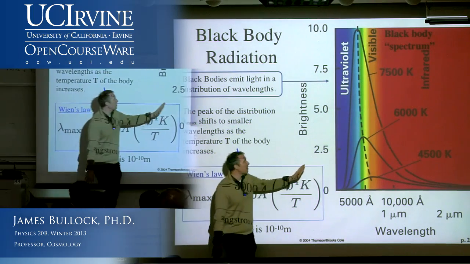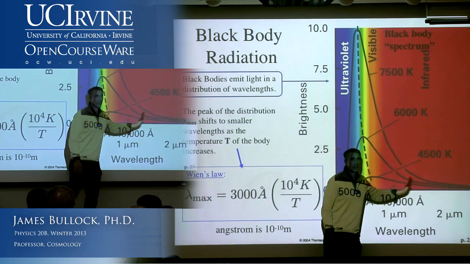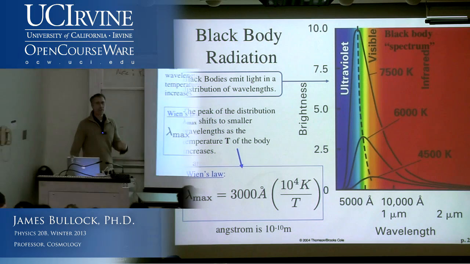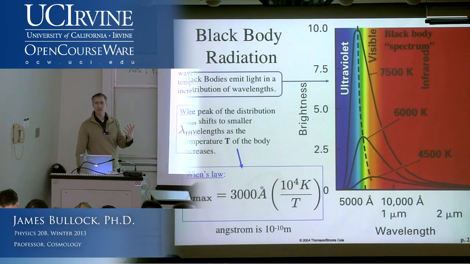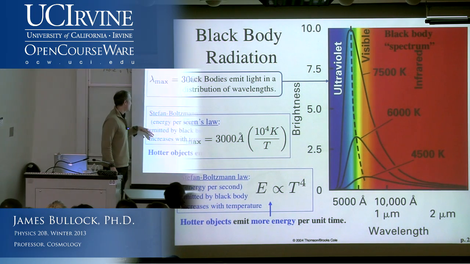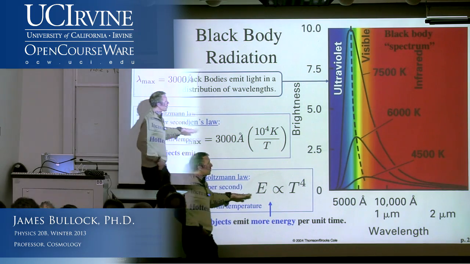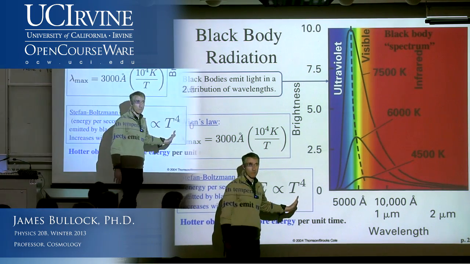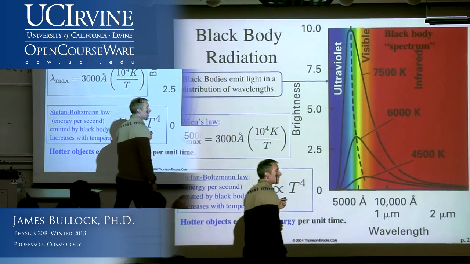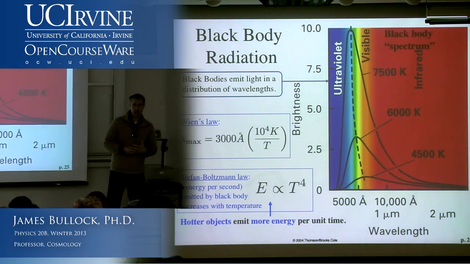You can see there's much more light coming out of this thing at 7,500 Kelvin than there is at 4,500 Kelvin, even independent of the wavelength you're looking at. So that doesn't have anything to do with color. That has more to do with brightness. And that's related to something called the Stefan-Boltzmann law, which is that the energy emitted per second by a black body increases with the temperature to the fourth. So if you double the temperature, then the energy coming out per unit time is 2 to the 4 times higher. So 16 times higher.